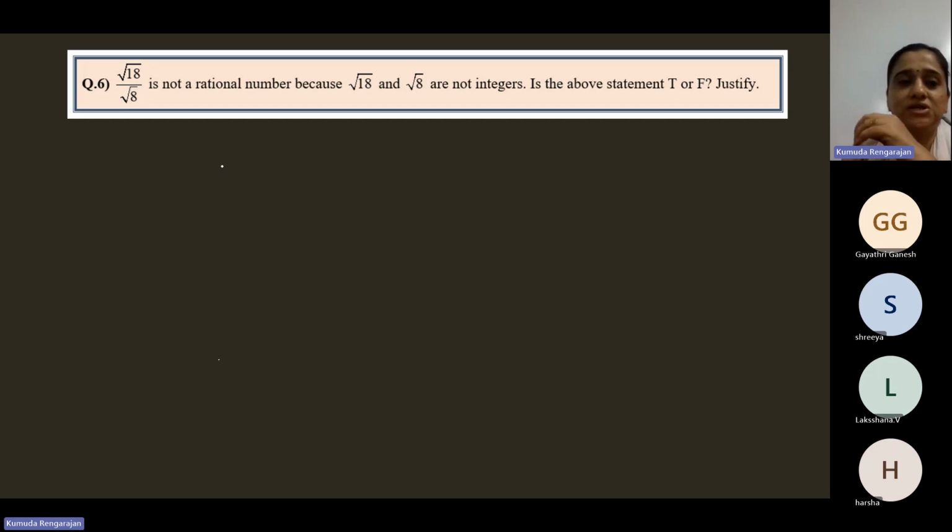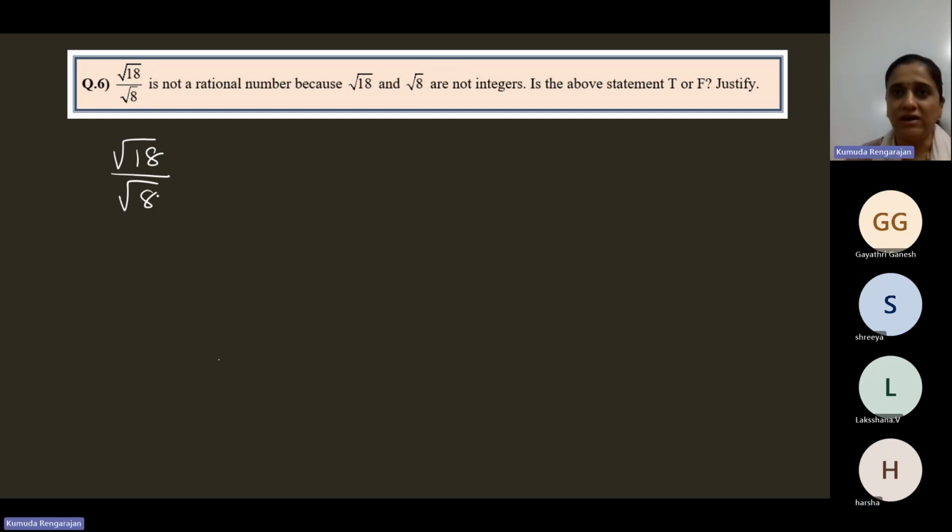We never decide if an expression is rational or irrational without simplifying. In this expression, the numerator is not an integer. The denominator is also not an integer. But with this, you cannot conclude that it is rational or irrational. You need to simplify.